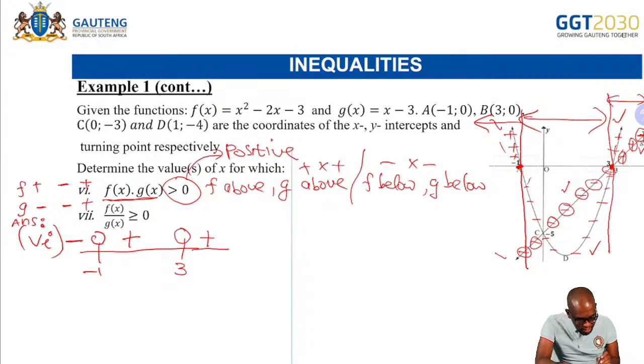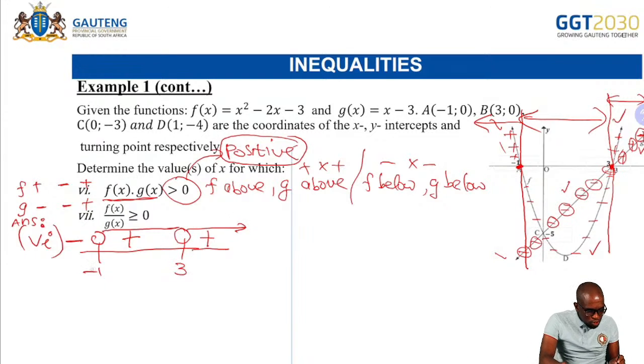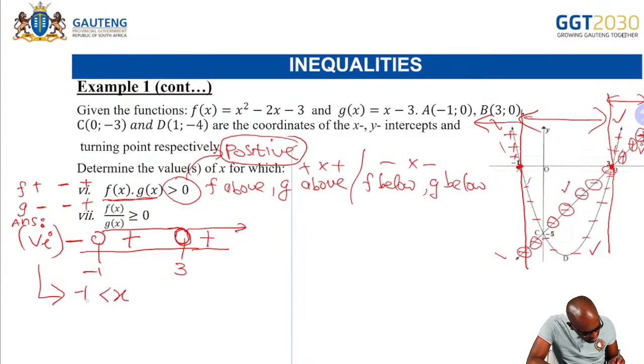So your answer, remember, we said we are looking for an answer where we get a positive. So where do we get a positive? In between the two and after that. Remember, if this was included, our solution was just going to be any value of x that is greater than -1. But because this is not included, we would have two sets of solutions. Our solutions would be x should be trapped between -1 and 3, or x should be greater than 3.